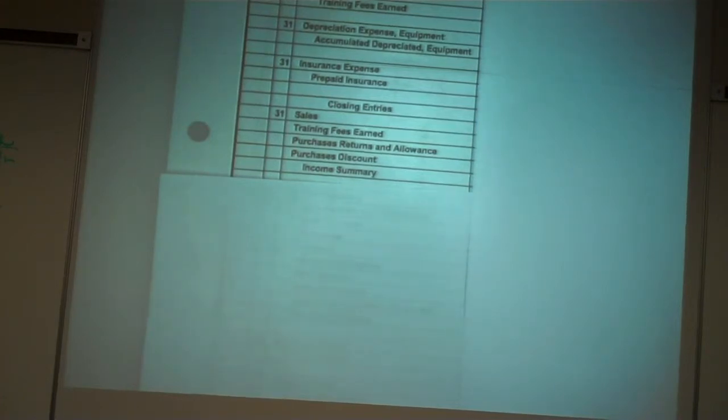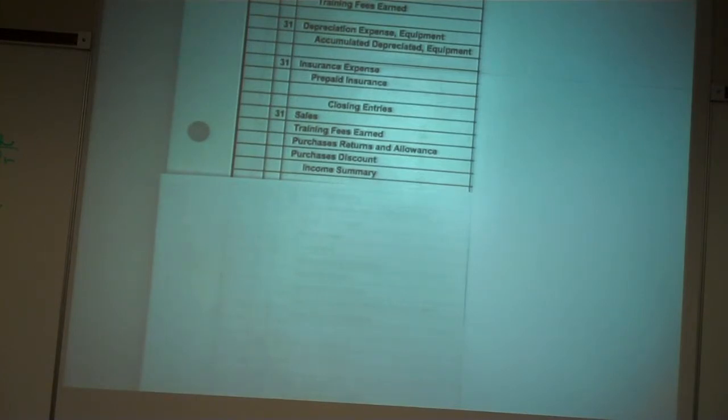Sales. Training fees earned. Purchases returns and allowances. There should be 4 of them. Purchase discounts and then training fees earned. Now, we're not going to close income summary with this closing entry. We'll close it to the capital with the other closing entry for income summary. But we're closing everything else that has a credit balance.